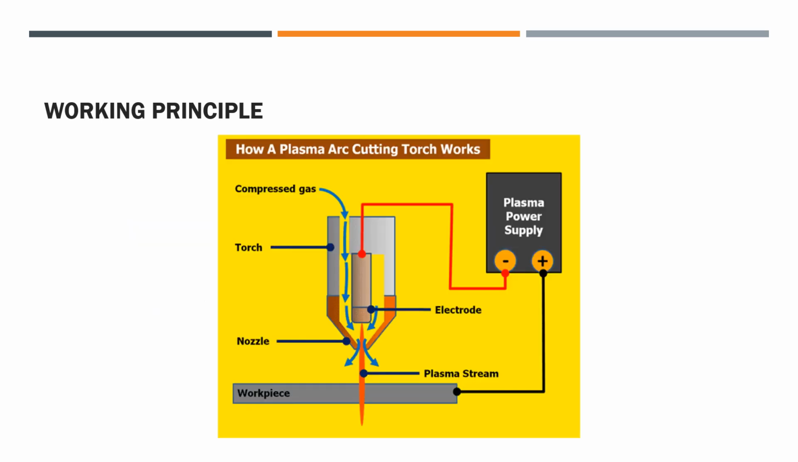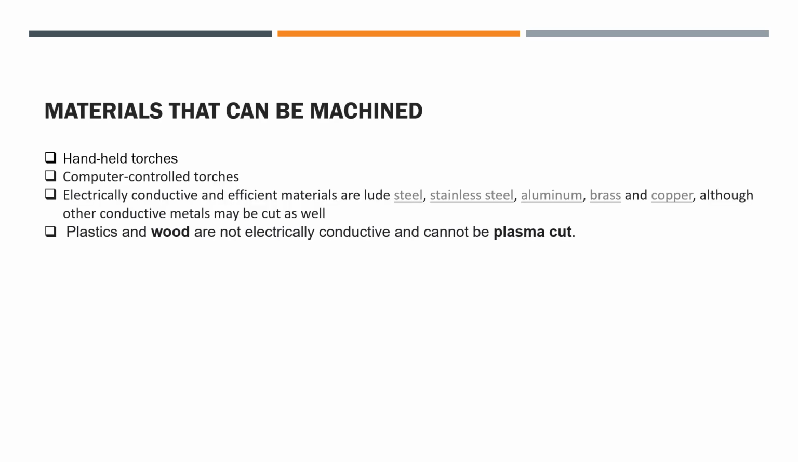So in this diagram again we can see that there is an electrode. We can provide the plasma power supply to it. There is compressed gas coming from above. The torch is on the left side as shown in the diagram, and the nozzle from which the spark is produced is cutting the workpiece. So now we will talk about the materials that we can machine.